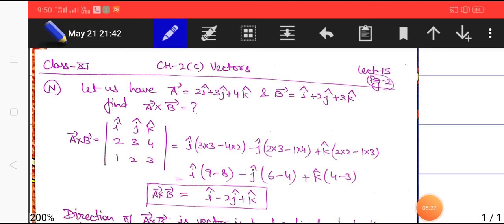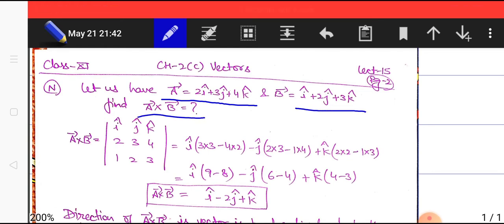Let us consider a vector A equal to 2i plus 3j plus 4k and a vector B equal to i plus 2j plus 3k. Then find A cross B. So we have arranged in the same manner. A cross B is equal to i j k, which we have written.